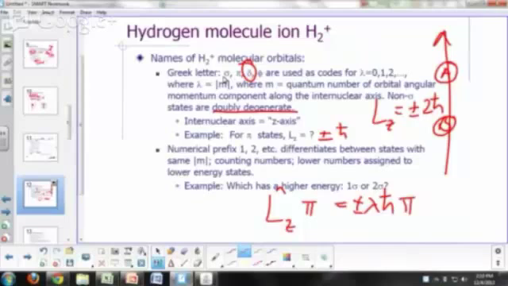Now, these numerical prefixes 1, 2, and so on are just our way of differentiating between states that have the same lambda, the same absolute value of m. So they're just counting numbers, just like you go 1s, 2s, 3s. So the first sigma state is called 1 sigma. The second sigma state, you can refer to that as 2 sigma.